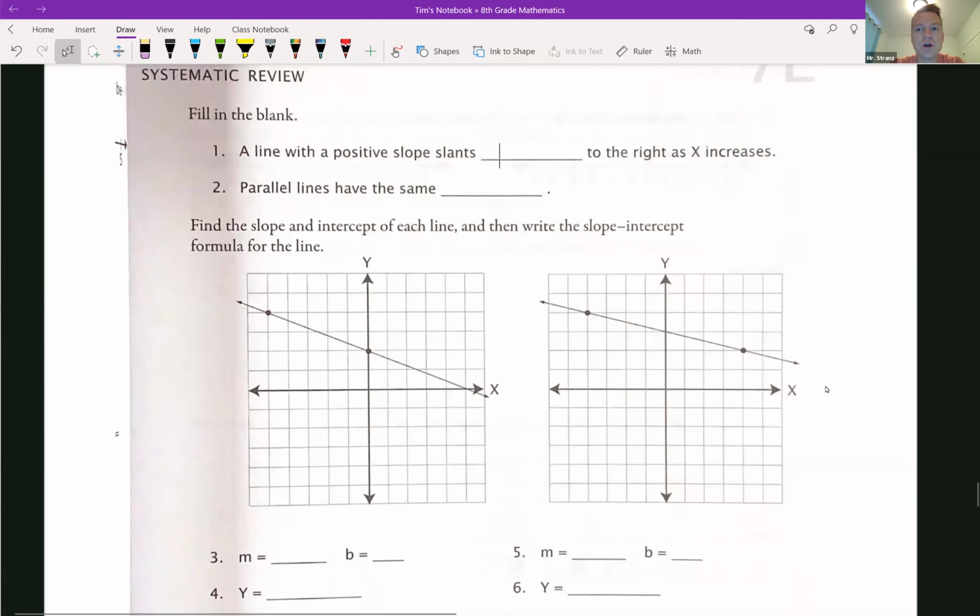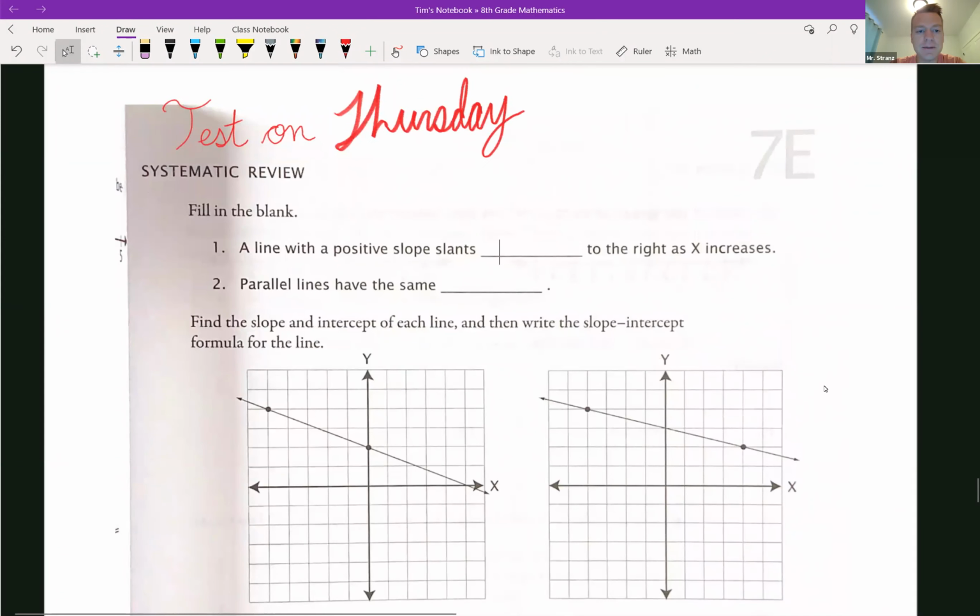All right, hey guys, so we're going to go over 7E, which is your homework tonight, talking about slope. So let's start going through this. Number one, a line with a positive slope will slant what? To the right as x increases.